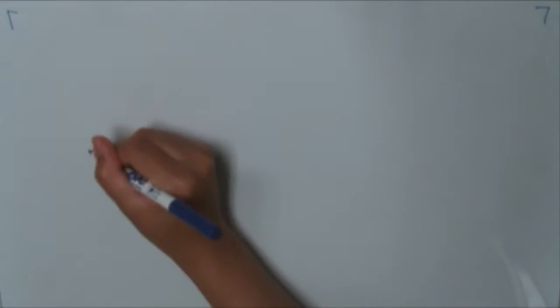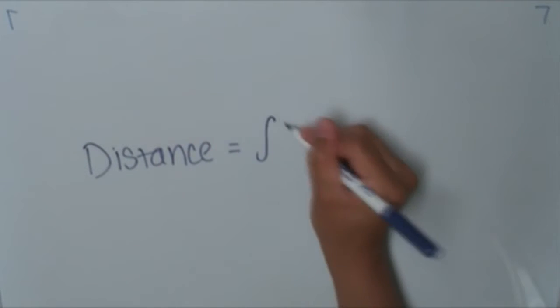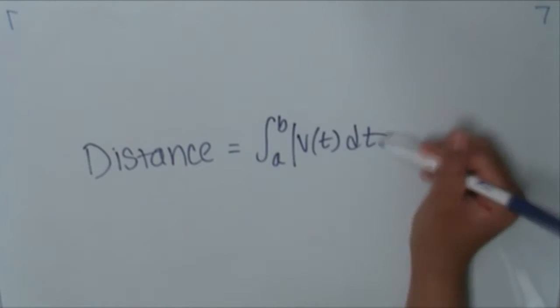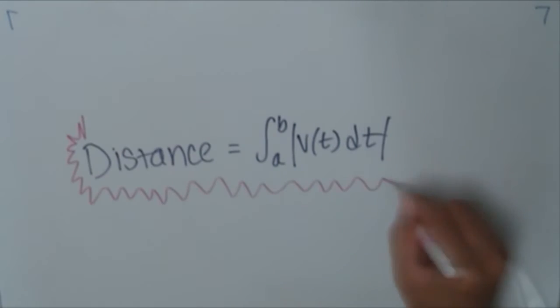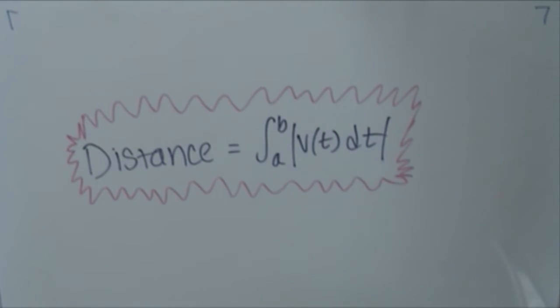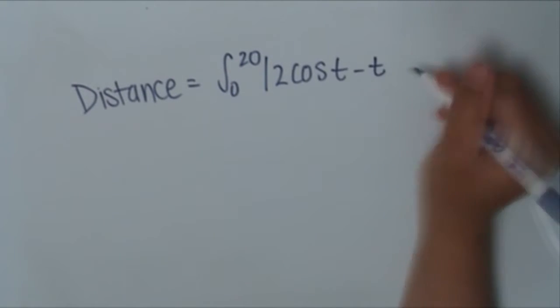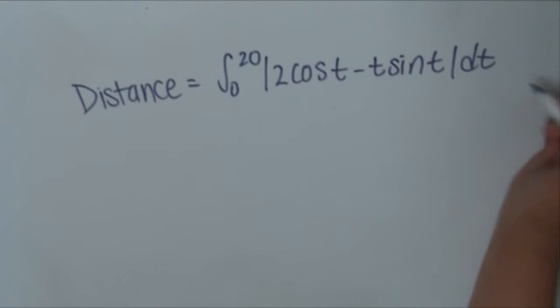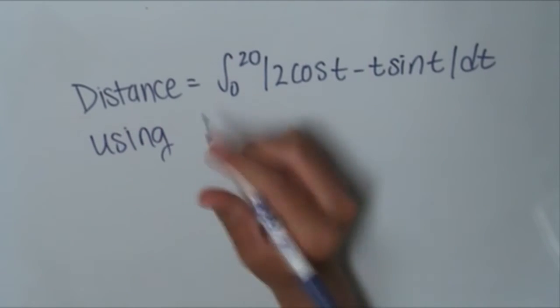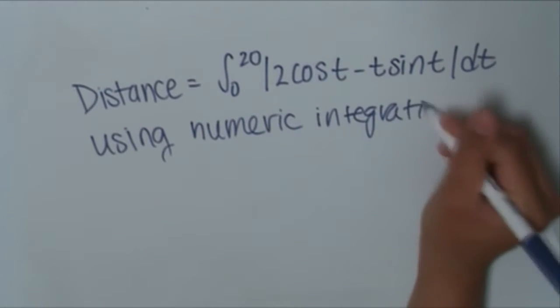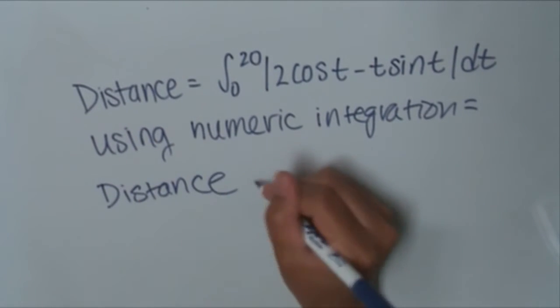The next equation is the total distance Irene traveled from 0 to 20 minutes. We know that distance is equivalent to the absolute value of the displacement over the interval, so in order to find the displacement from 0 to 20, we must integrate the absolute value of the velocity equation bounded from 0 to 20 minutes. This can be done using numerical integration on your calculator.